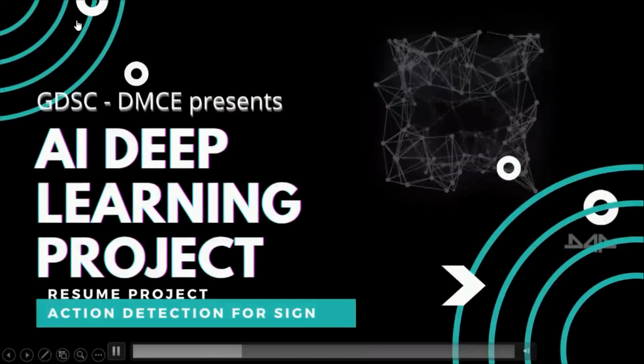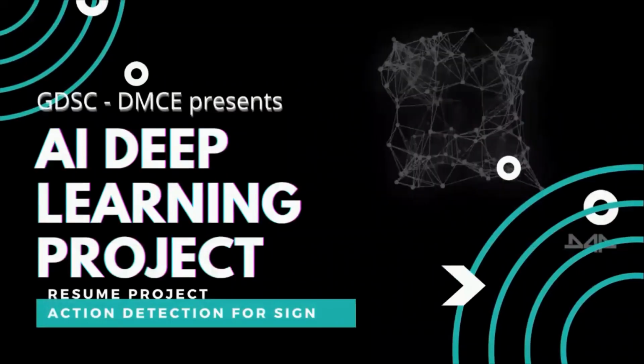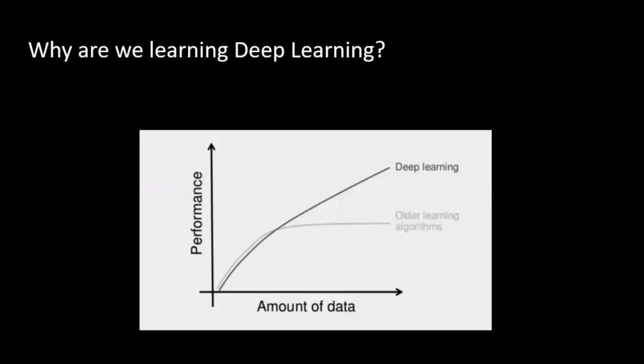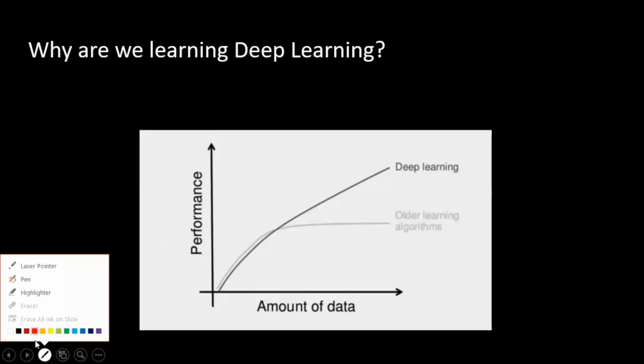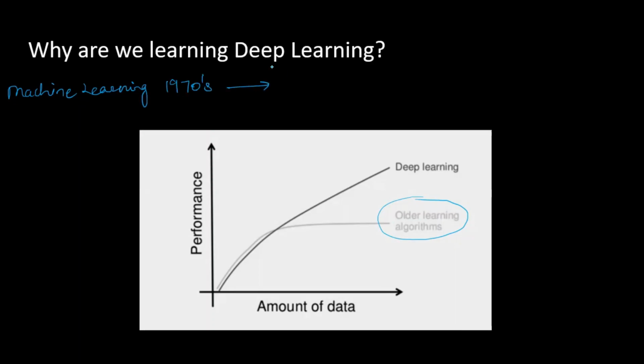While we are using deep learning in our project, yesterday, the last session, was of machine learning. So why are we now using deep learning? Okay, so we will see why. Machine learning was on trend in the 1970s. But at that time, the data was quite low. It was not as big as today's data.